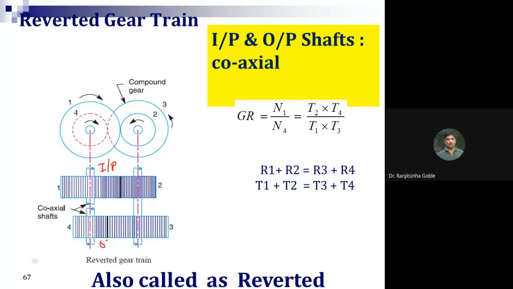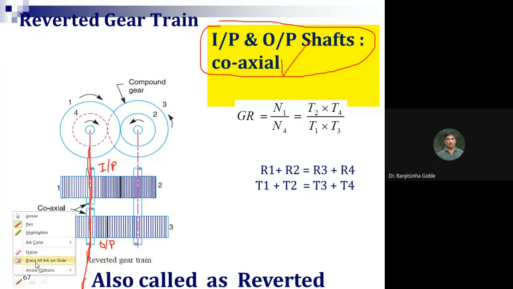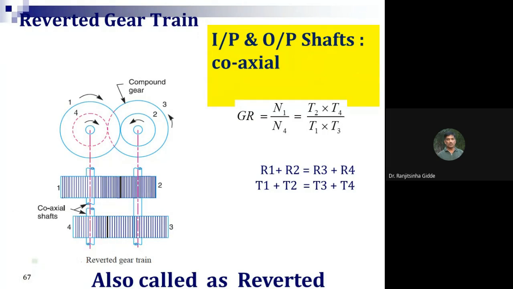and this is the output shaft. So here you see that the input and output shafts are coaxial. The axis of this shaft and the axis of this shaft lie along one common line. Therefore, this is called input and output shaft are coaxial. So this will be asked for MCQ.